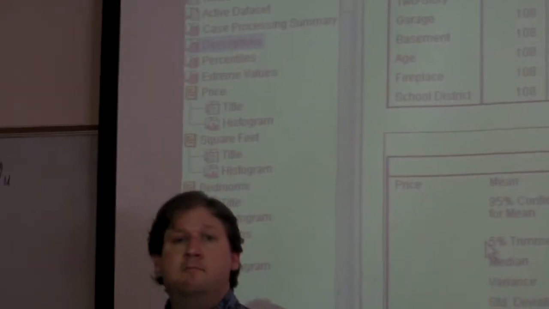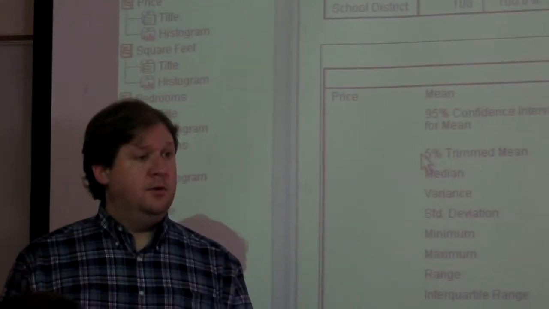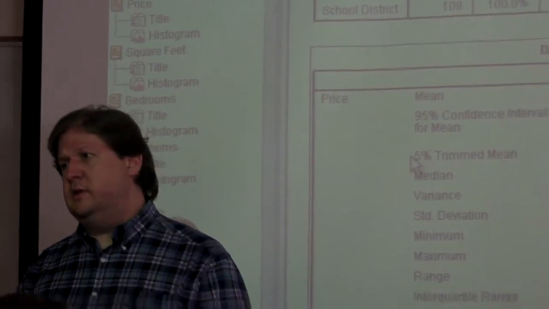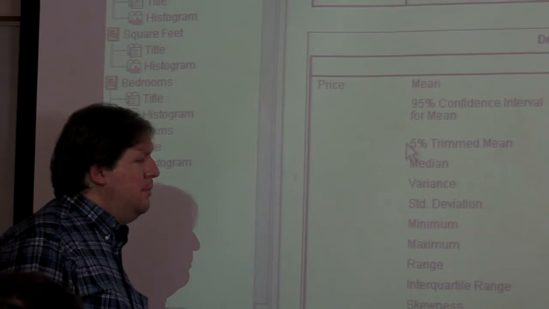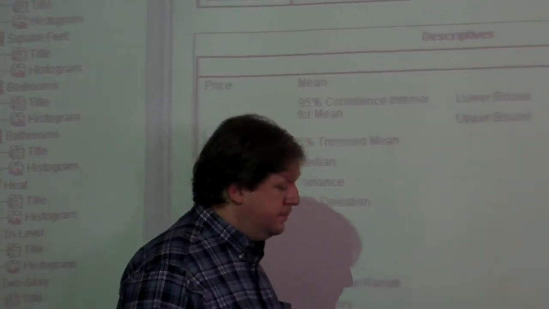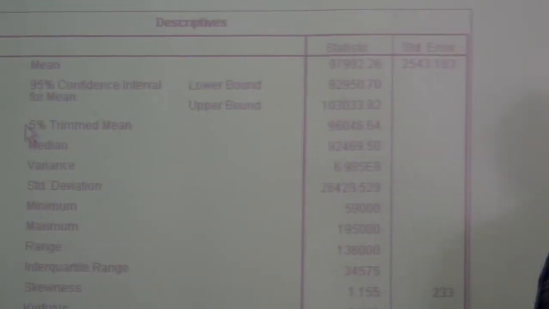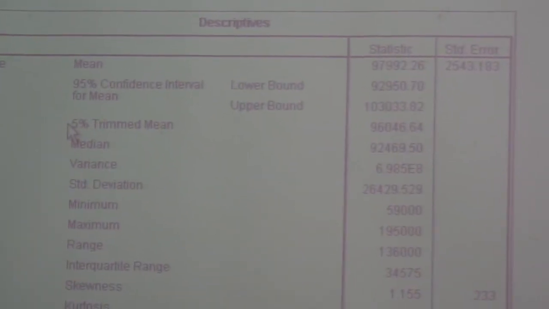It takes out the upper and lower 5% and finds the mean for that middle, in this case, 90% of the data. It tries to take out extreme values, because it's trying to address the one problem of the mean. The one problem of the mean is the idea of an extreme value.